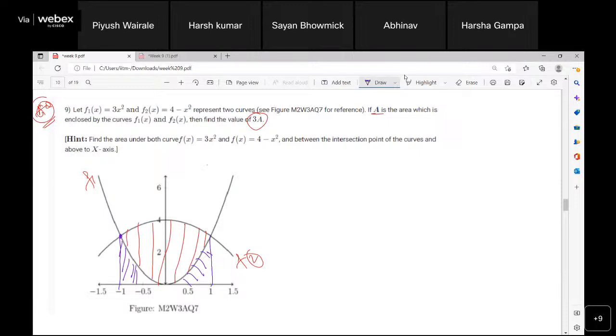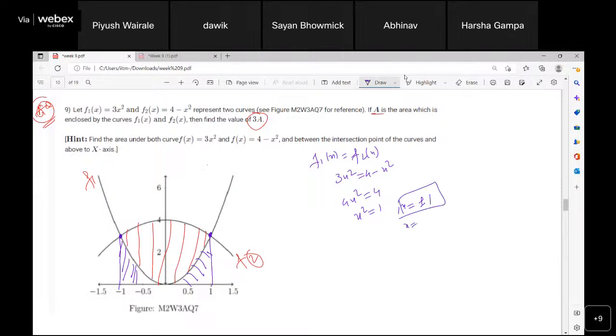But what are those points? At first, I need to find them out. These are the intersection points of these two curves, right? So how to find the intersection points? Equating both f1 and f2. So f1 of x equals f2 of x. So it will be 3x square equals 4 minus x square. So 4x square equals 4. So x square equals 1. So x equals plus minus 1, right?